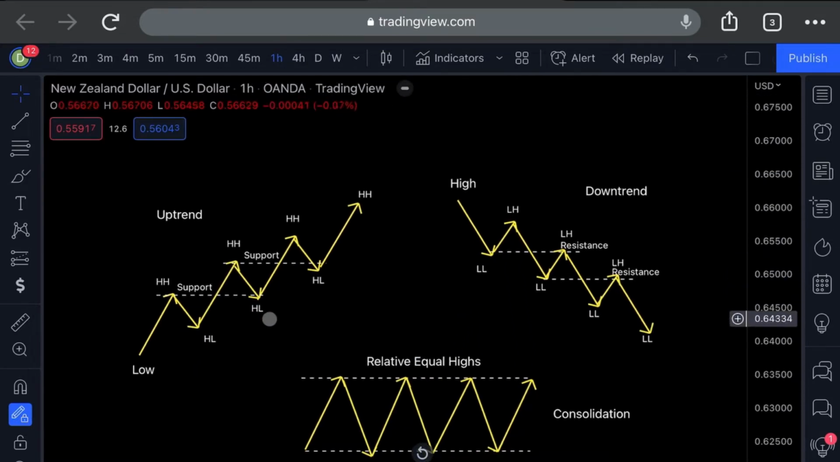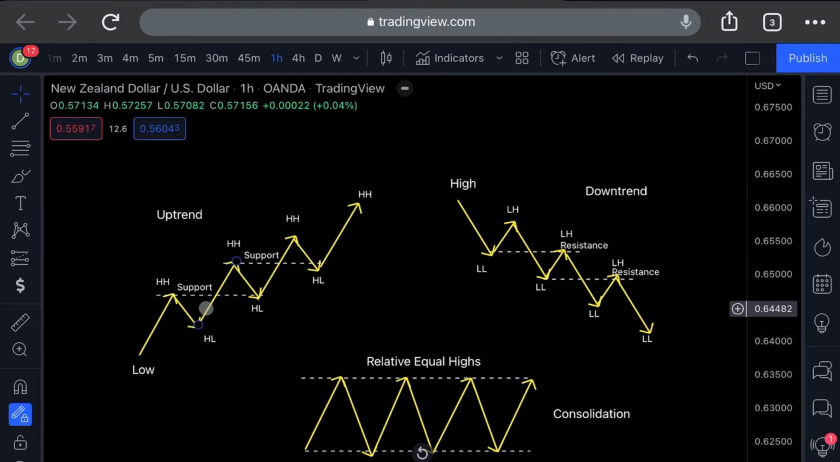In an uptrend, what do we have? We start with the low, right here, low. We get a price leg up, creating a high, and then we get a price leg down. It doesn't break below this low, but instead it creates a new price leg up, which breaks this higher high. So this is considered a higher high from this low, and this is considered a higher low from this low.